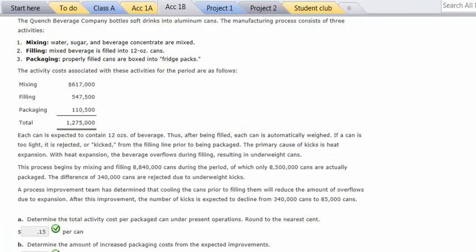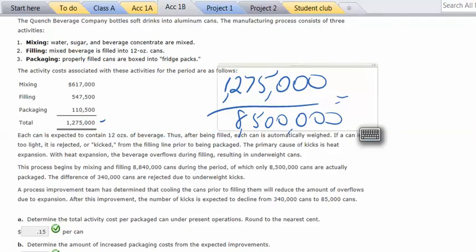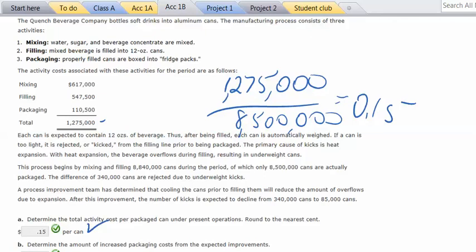Well, we're going to take the total cost of $1,275,000. We'll divide that by the number of cans, which is 8,500,000. So let's do some division here. And that equals 0.15, or 15 cents per can. So we're good there.